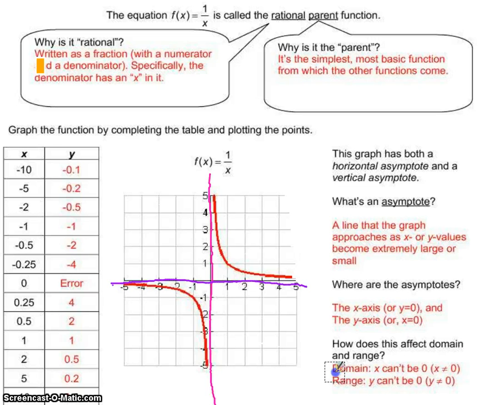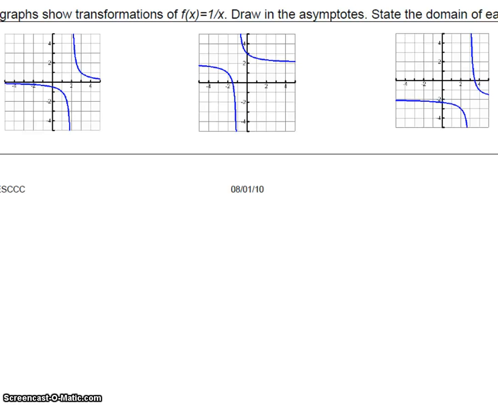So let's work a couple of problems. Okay, let's look at these 3 problems at the bottom. It says these graphs show transformations of f of x, 1 divided by x. It wants us to draw the asymptotes and state the domain of each. So looking at this first one, I can tell that my asymptote, what it's approaching but not touching, is going to be right here, correct? So because that's my asymptote, how would I write my domain? What can my domain not be? Because it's approaching that and not touching it. My domain, which is my x, cannot be 2. Remember, that's my domain. The domain can't be 2.